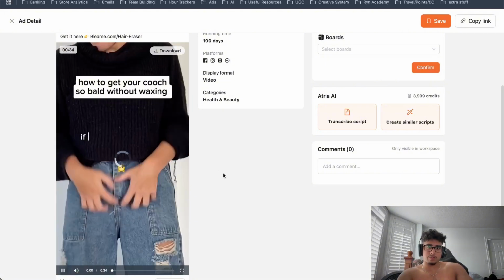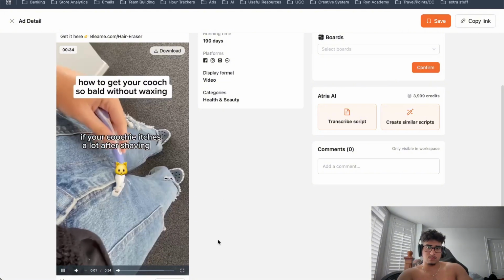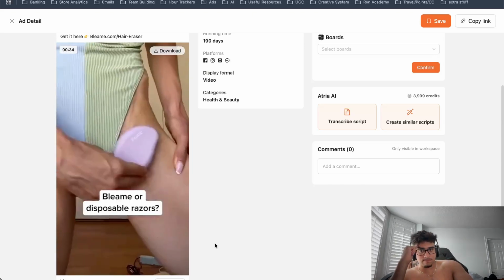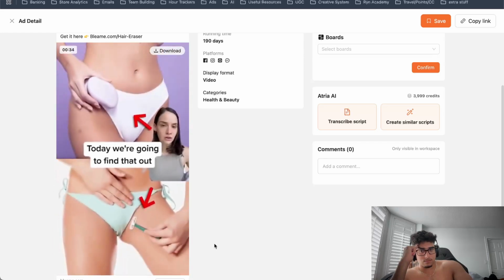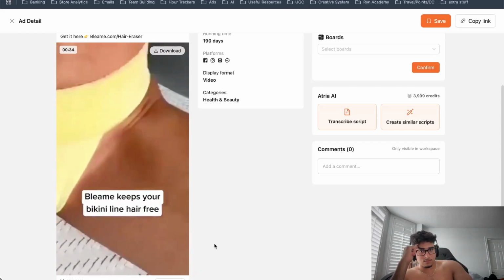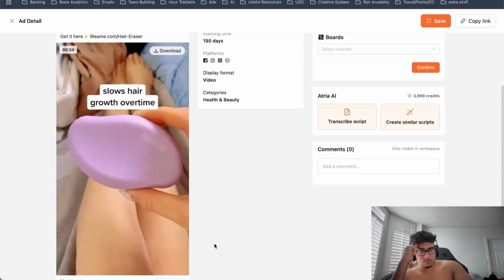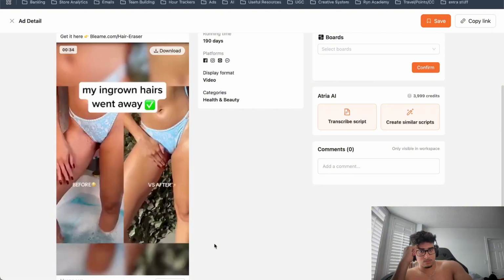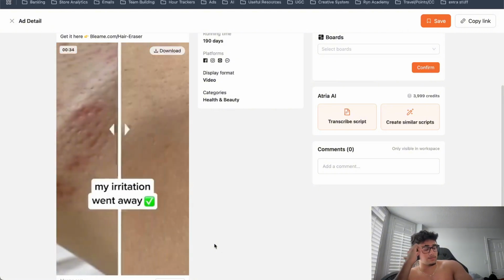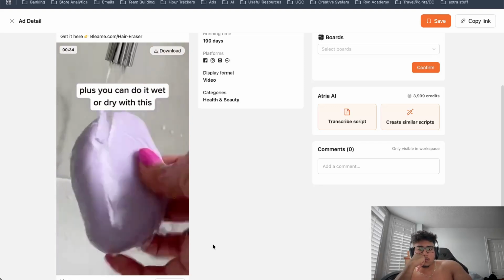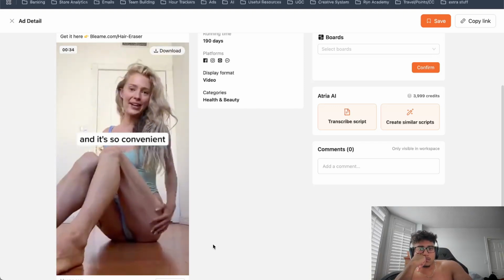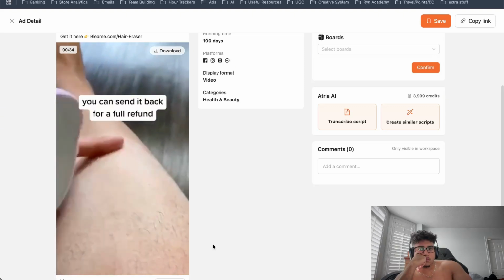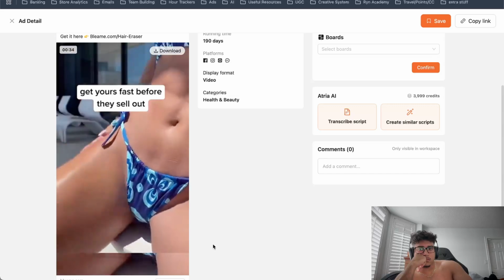So, just watch. If your coochie itches a lot after shaving, stop using these razors. You need this. What shaves your hoo-ha better, Bleem or disposable razors? Today we're going to find that out. What most people don't know is Bleem keeps your bikini line hair free, slows hair growth over time, and exfoliates your skin while removing body hair, leaving it way smoother than shaving. My ingrown hairs went away, my irritation went away. Look at the difference. Plus, you can do it wet or dry with this. And it's so convenient. I 100% recommend trying out Bleem. And if you don't like it, you can send it back for a full refund. So there's nothing to lose. Get yours fast before they sell out.